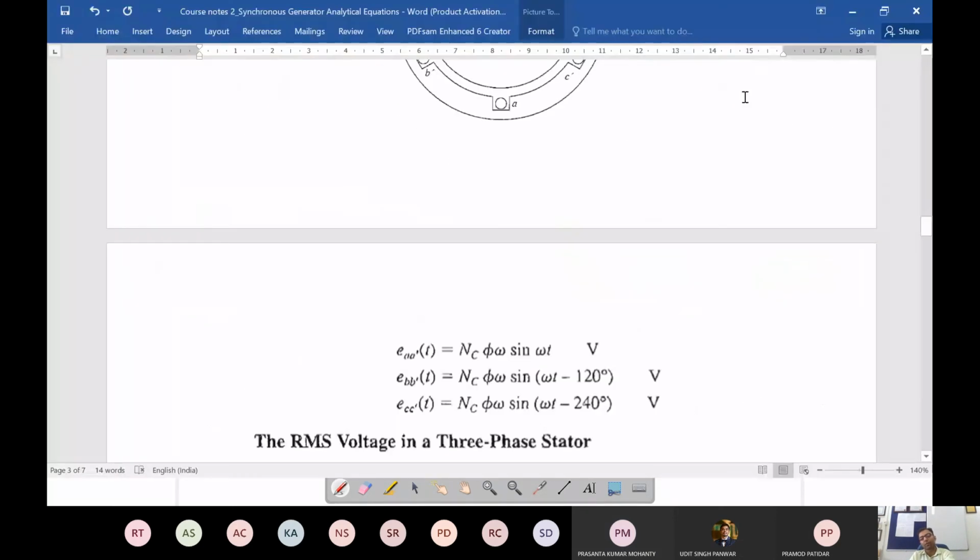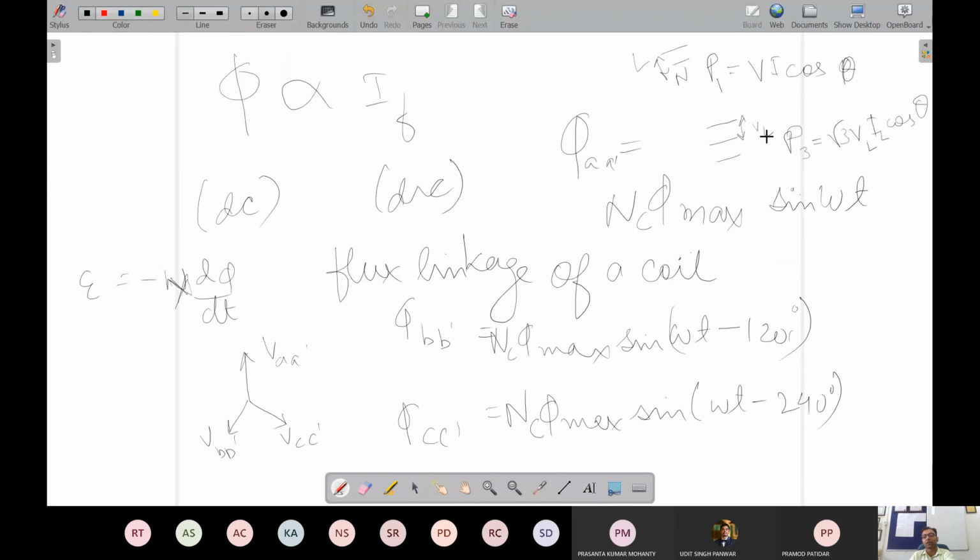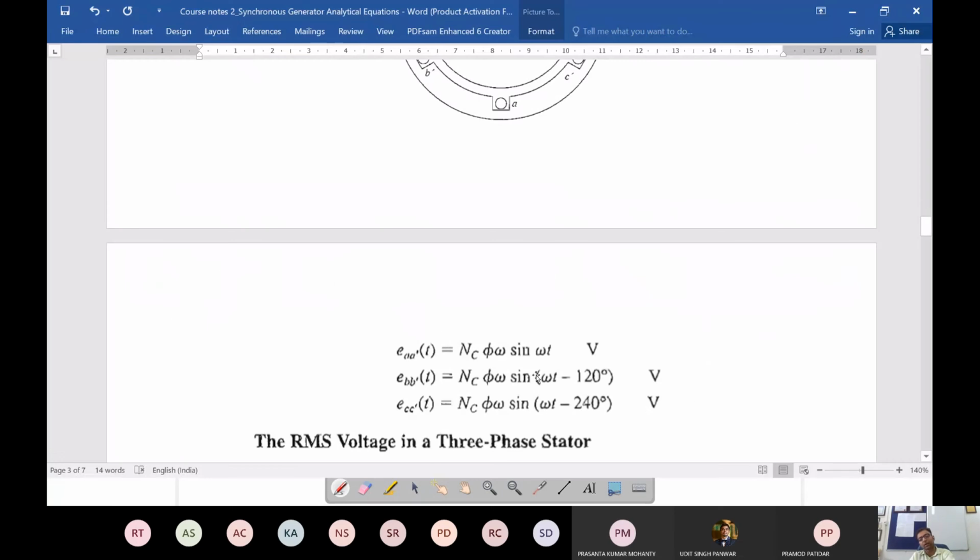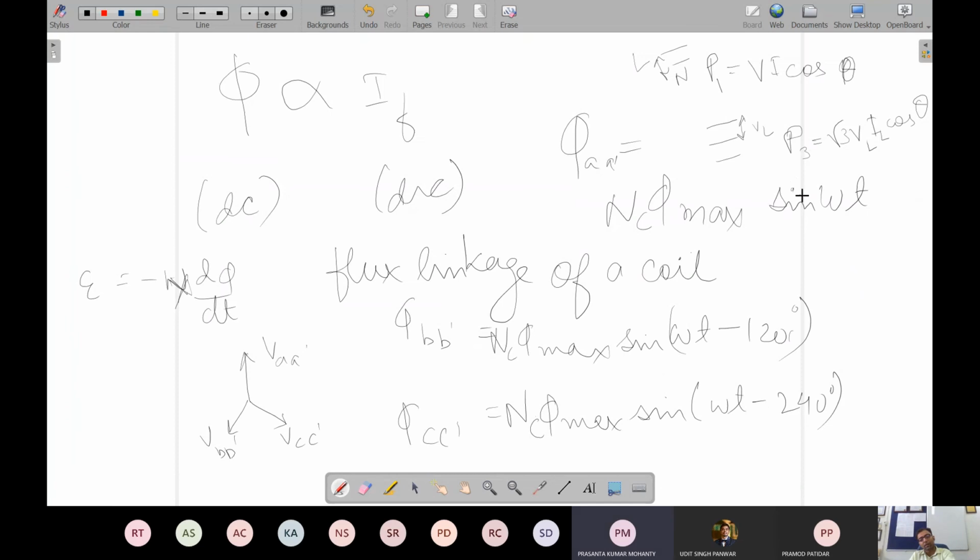Either way, I'll define this as cos omega t. I'm not going into that particular detail here, you can always change that. So we can take that phi as cos omega t. Right. I'll come to that.